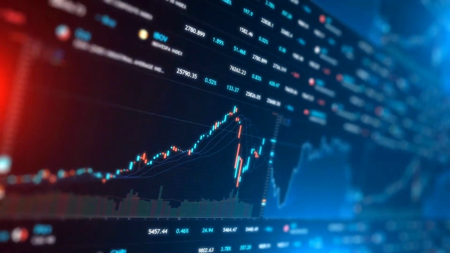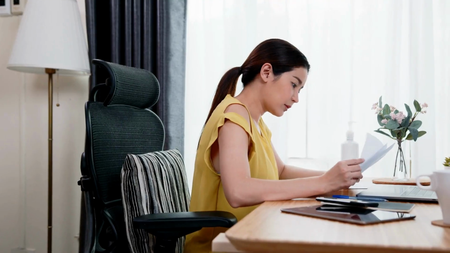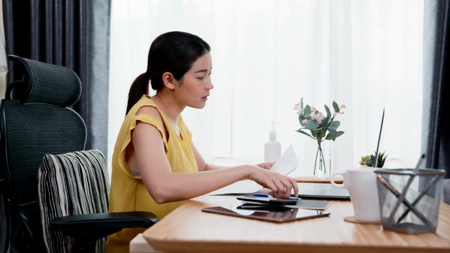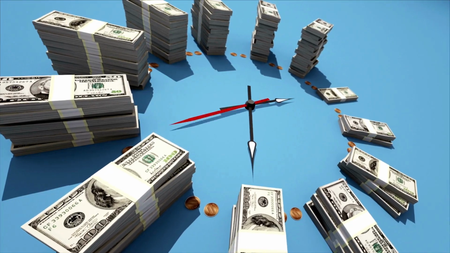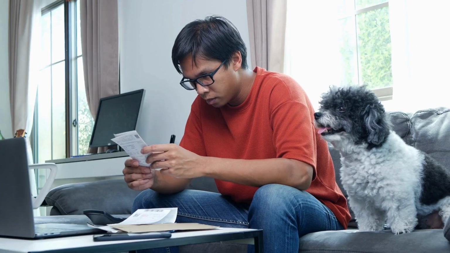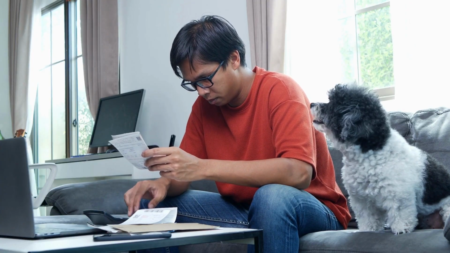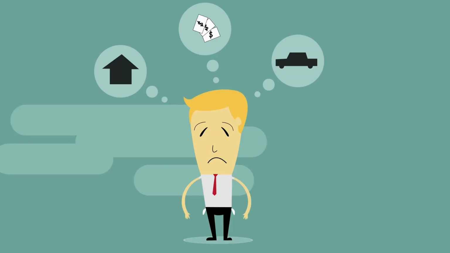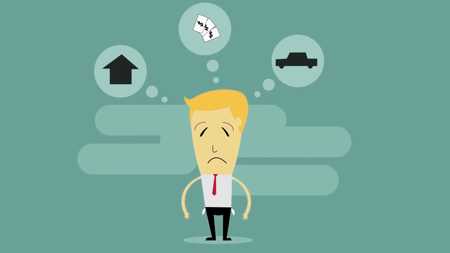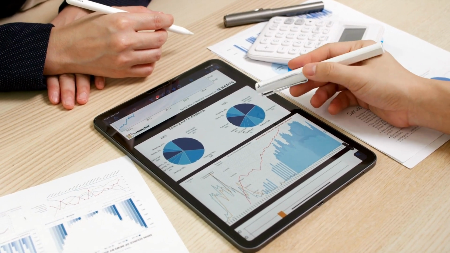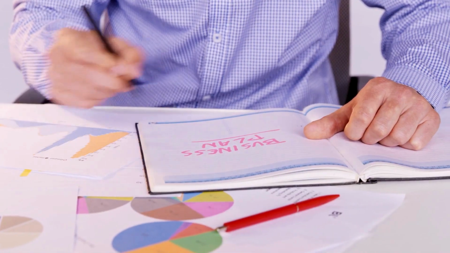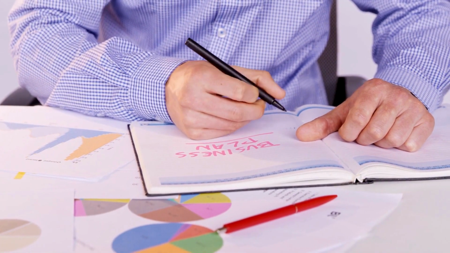Step 1. Define your financial goals. The first step is to define your financial goals. What do you want to achieve with your money? What are your short-term and long-term goals? How much money do you need to reach them? Some examples of financial goals are paying off debt, saving for an emergency fund, buying a house, saving for retirement, traveling the world, starting a business.